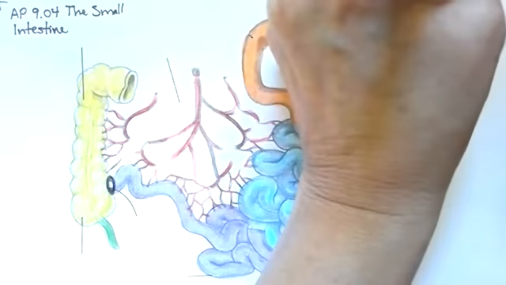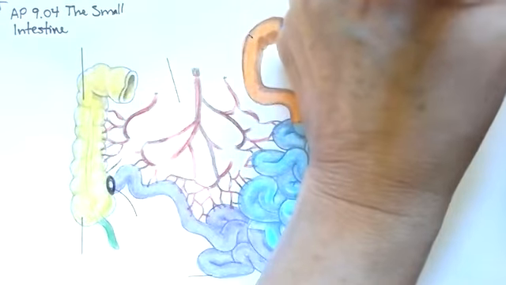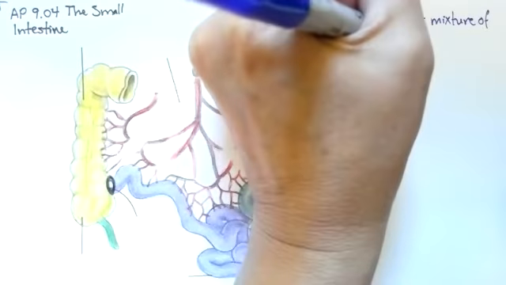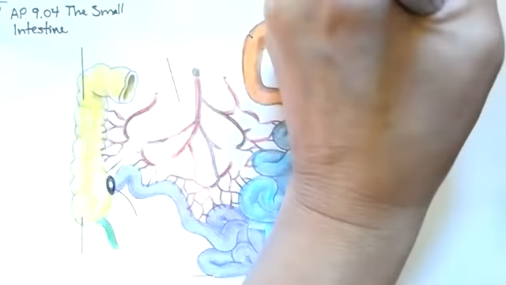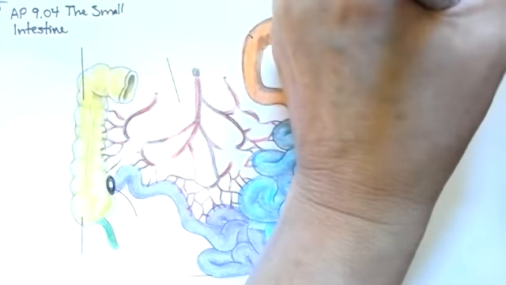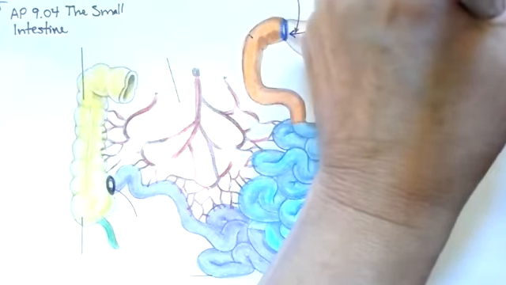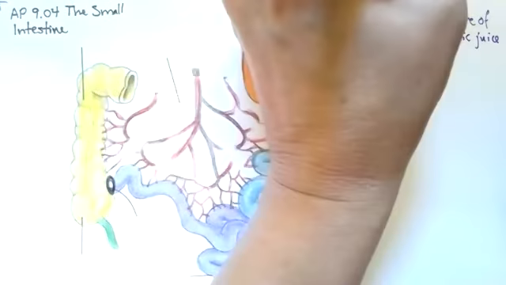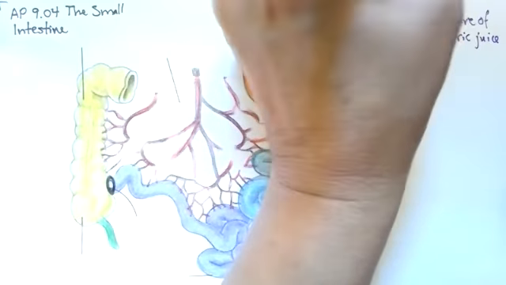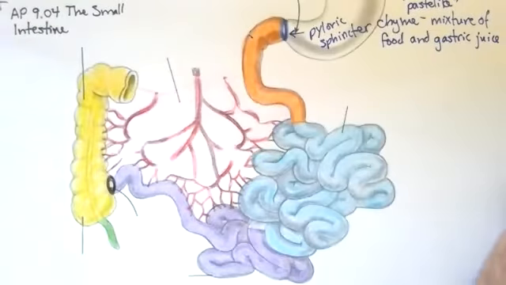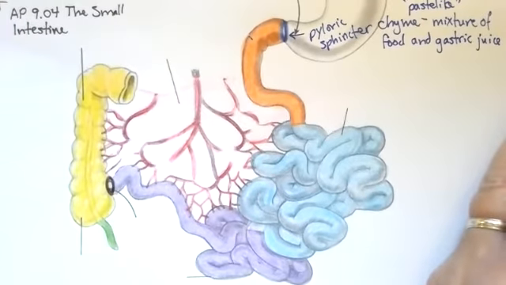So chyme is a mixture of food and gastric juices. We just call all that stuff in the stomach gastric juices, and it's paste-like. So it's like a thick toothpaste. So that comes into the small intestine.